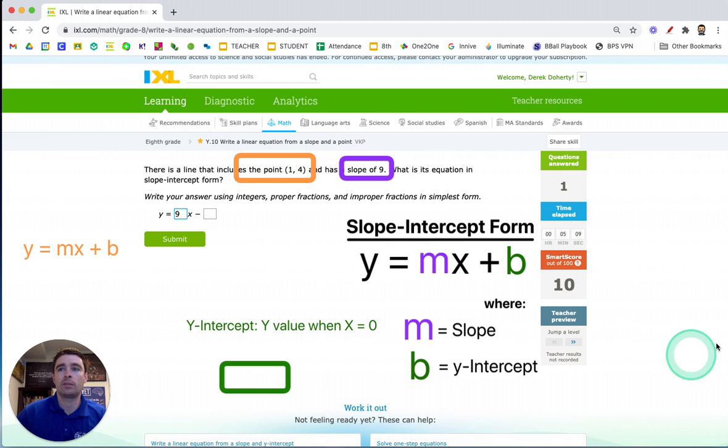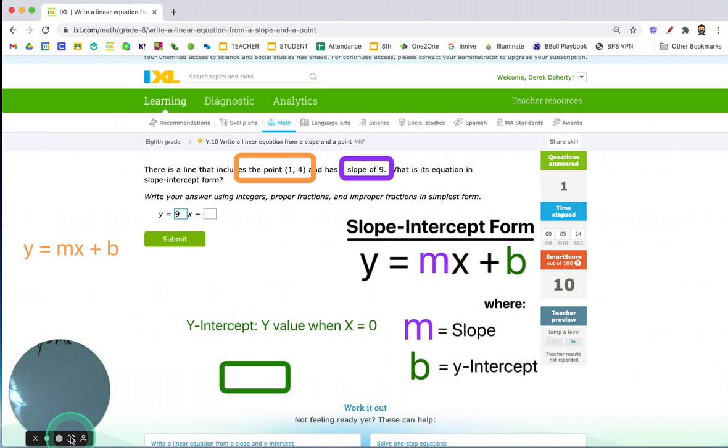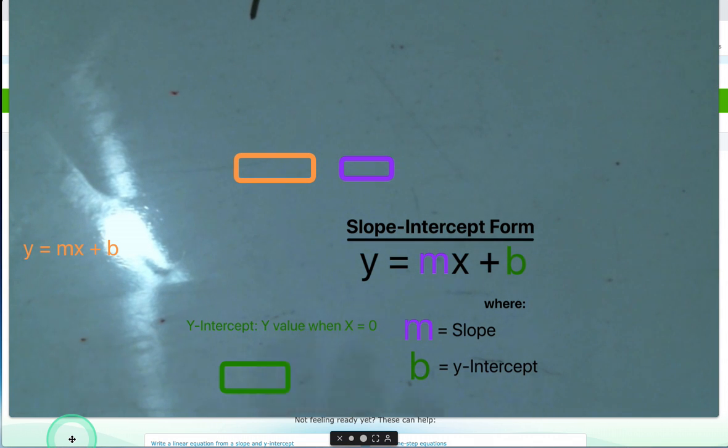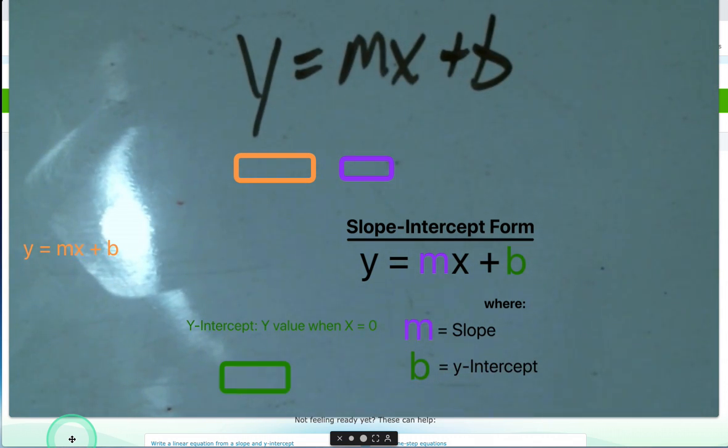I want to show you a different way here. When I don't know what the y-intercept is, but I know a slope and a point, I can use the y equals mx plus b formula. Let me show you what I mean. In this case, I'm going to put this whiteboard into full screen. We know the slope is 9, and we know it goes to the point 1 and 4. So right away, I'm going to go ahead and plug the slope of 9 in.